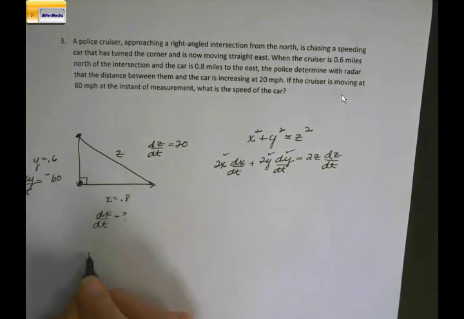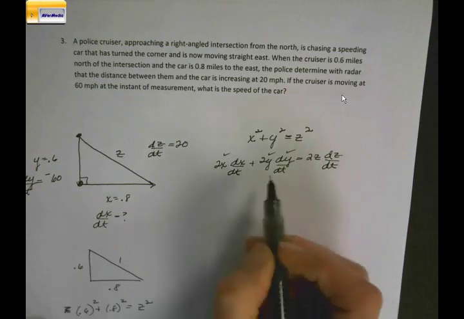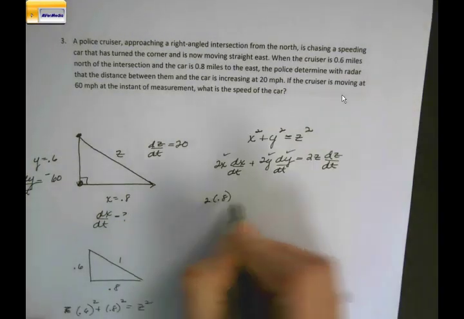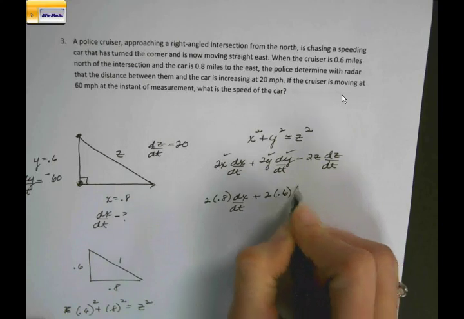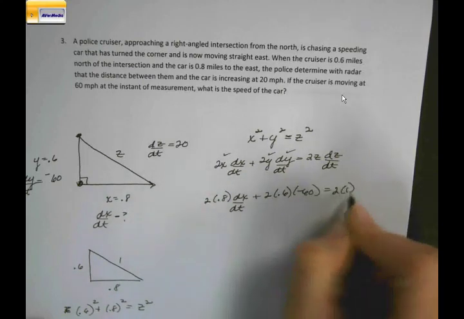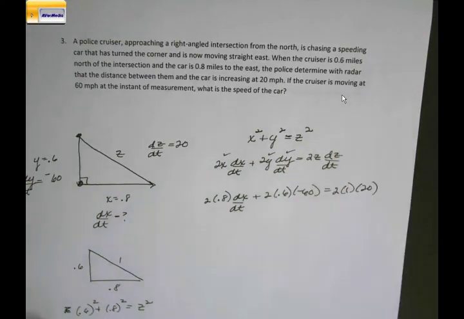Okay, so real quickly, I'm going to put this on here. If this is 0.8 and this is 0.6, what is this going to be? 1. Wow, thank you. So 0.6 squared plus 0.8 squared is going to be z squared, and they said that was 1, so z is 1. So now we have all the values. So this is 2 times 0.8, dx/dt is what we're looking for. This is 2 times 0.6, and dy/dt is negative 60. This is 2 times 1, and dz/dt, and that's increasing, is 20.